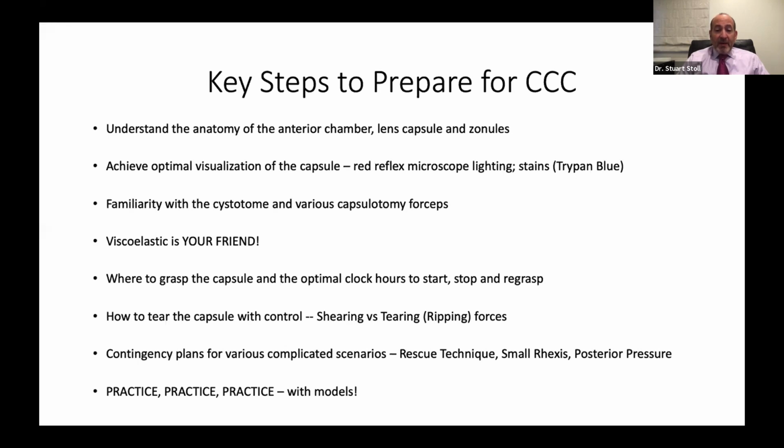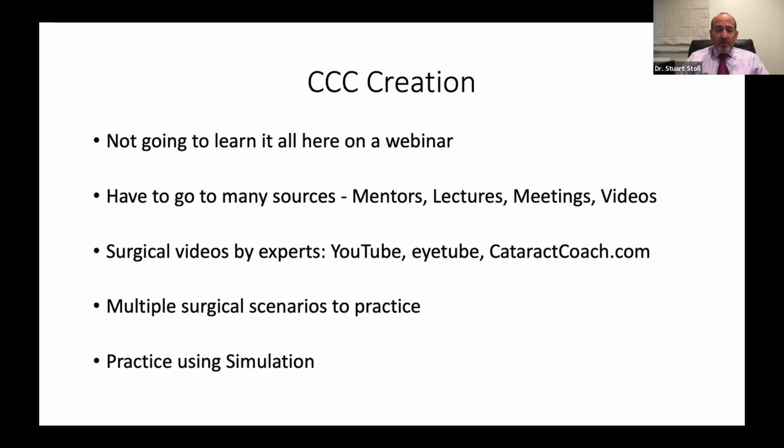And how do you practice? Well, you don't want to practice on your patients. It's true that as we operate, we get greater proficiency, and that's really how you become a master surgeon over years of doing cases and learning from your mistakes. But you can practice a lot with models now prior to your initial cases, so you should feel confident and prepared going into them. So with CCC creation, you're not going to learn it all here on a webinar.